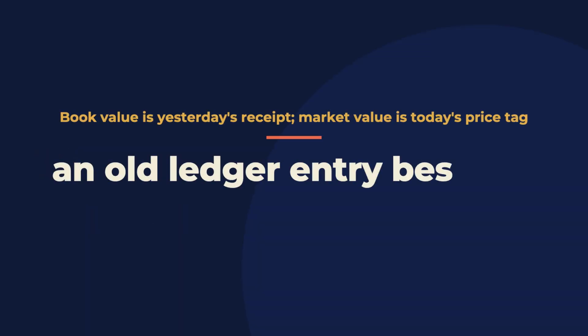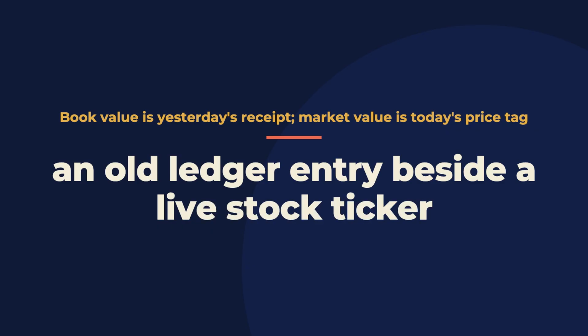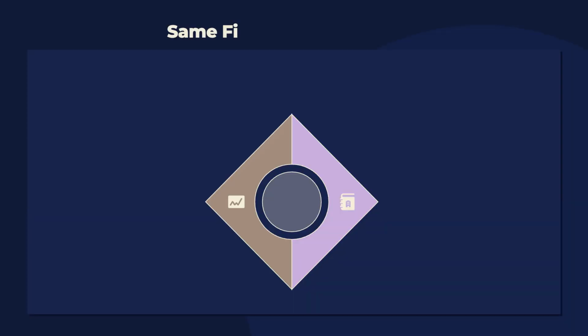A market price embeds everything investors currently believe about a firm's growth, risk, and competitive position, distilled into one number. A book value just records historical transactions, so for forward-looking decisions, market value is simply more useful.